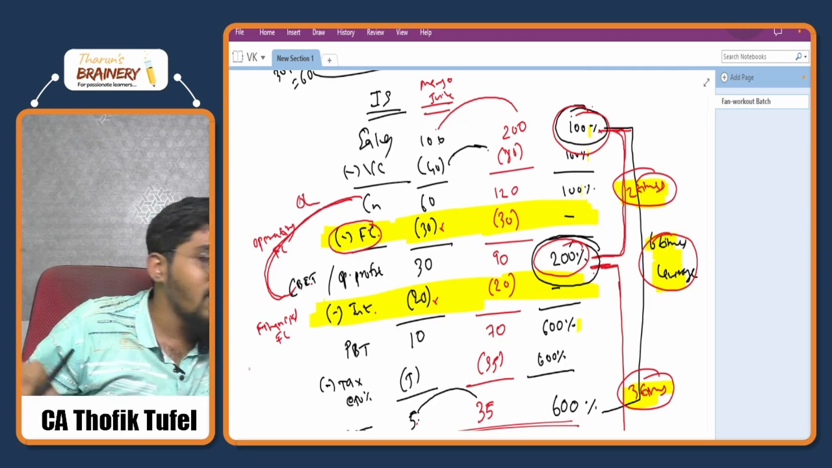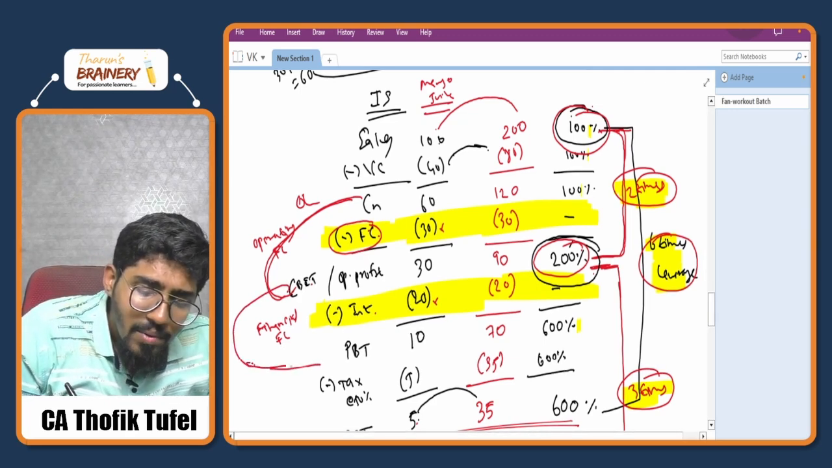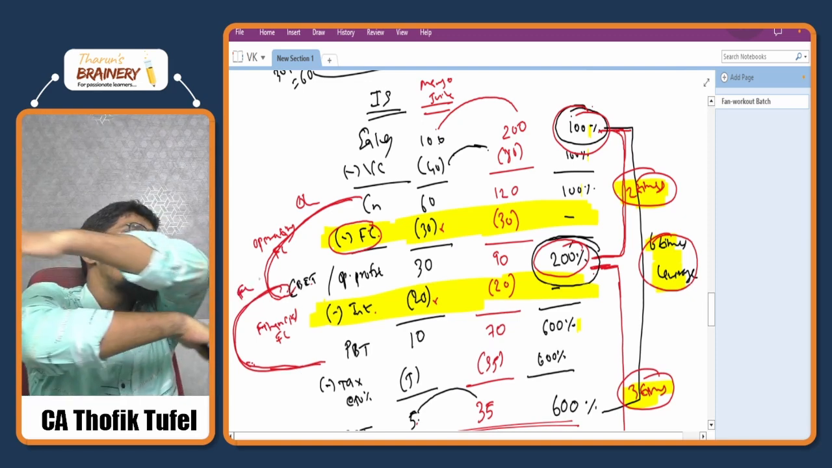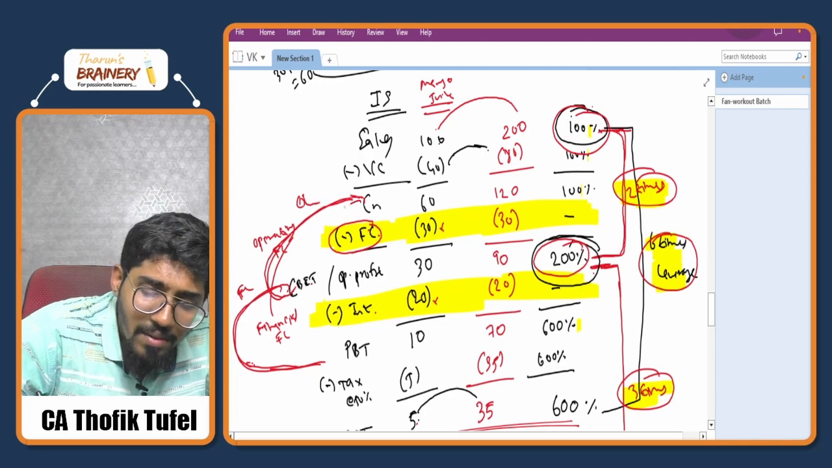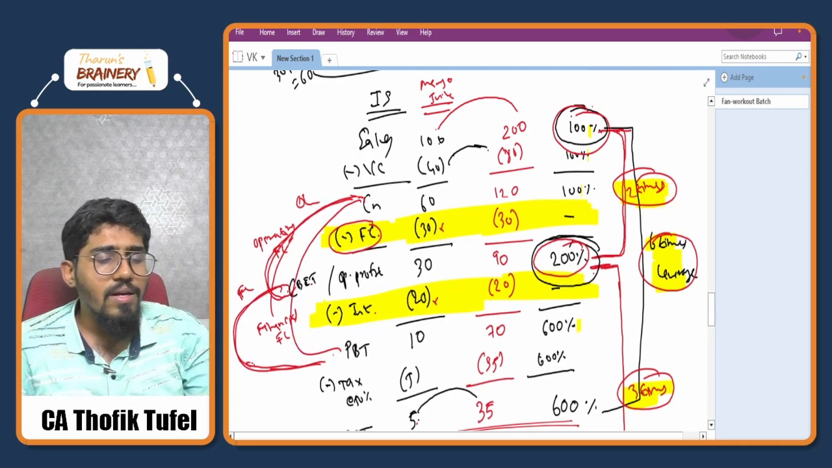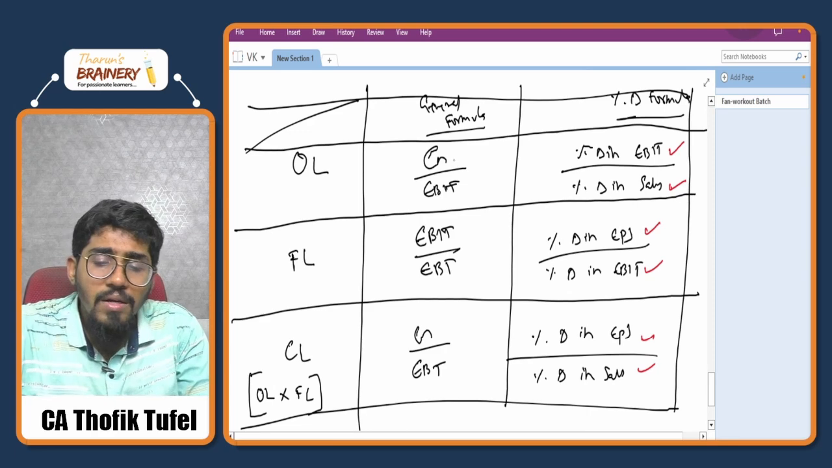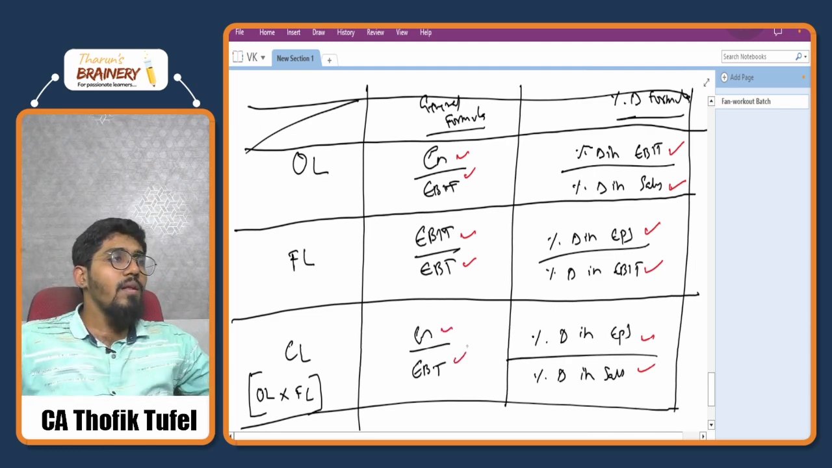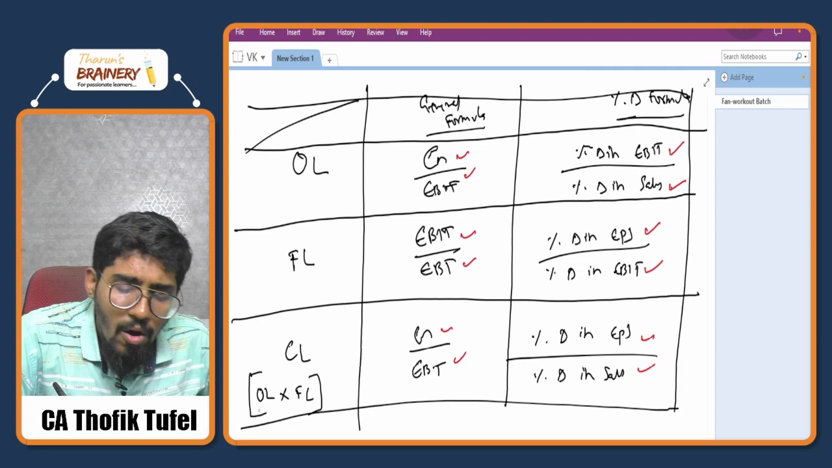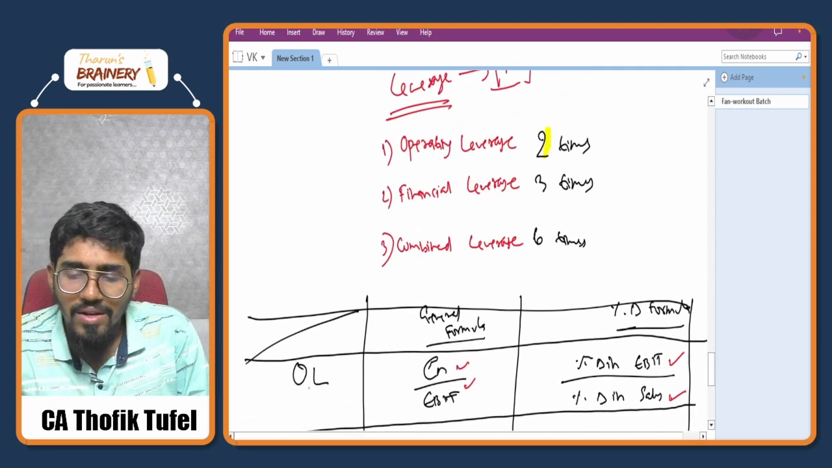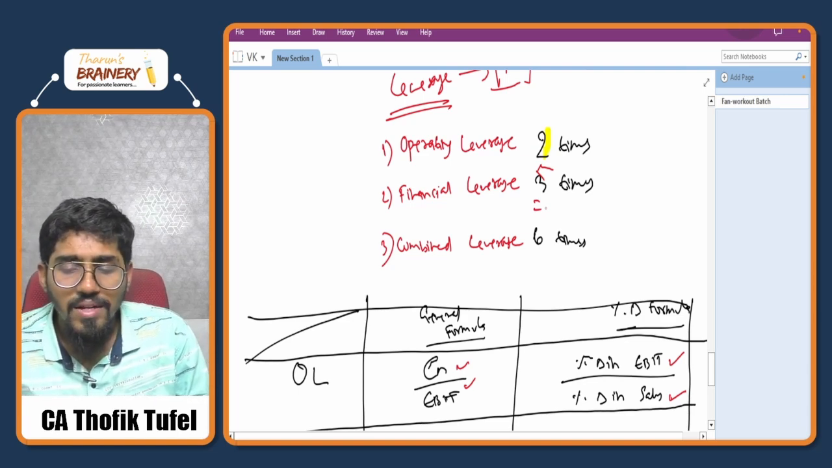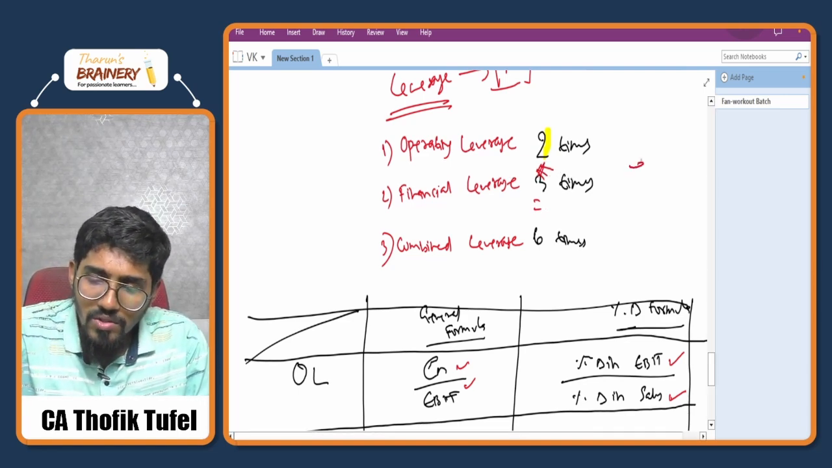Now because of interest my financial leverage is happening, so EBIT divided by profit before tax, that is financial leverage. Because of both of these, combined leverage is happening, so contribution divided by PBT is your combined leverage. So contribution divided by EBIT is operating leverage, EBIT divided by EBT is financial leverage, contribution divided by EBT is combined leverage. So these are the 6 formulas, and operating leverage into financial leverage is equal to combined leverage. 2 into 3 is equal to 6.